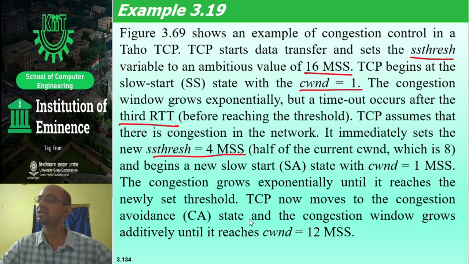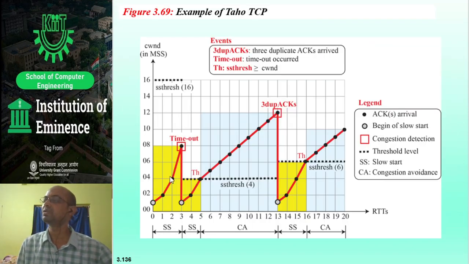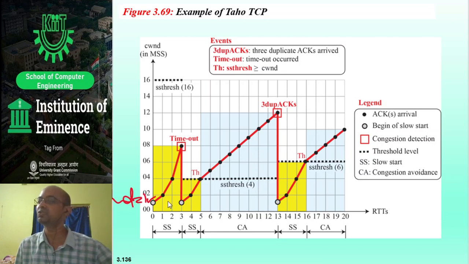So look at how the question is like this. Initially, the congestion window is set to 1. At this time, your CWND is equal to 1, so this is called the slow start period. What happens in the slow start period? After receiving the acknowledgement, the window increases: 1 becomes 2, 2 becomes 4, 4 becomes 8. But when it reaches 8, timeout occurs.